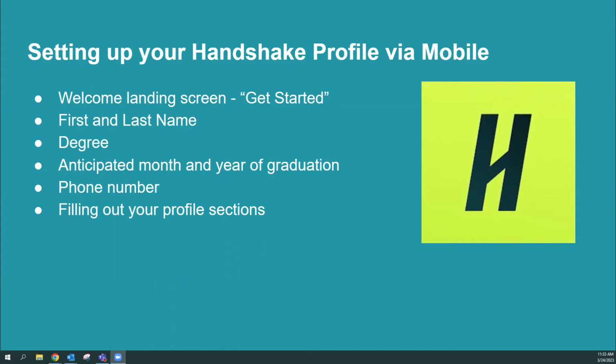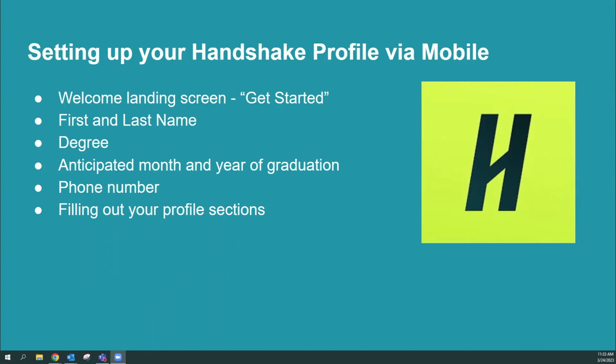The next screen will prompt you to provide your anticipated or estimated month and year of graduation. Use the scrolling options to select the month and year. If you do not know, you can estimate for now and change it later in your settings. Once you have completed this step, press Next. The next screen will prompt you to provide your phone number. Once you complete this step, press Next.